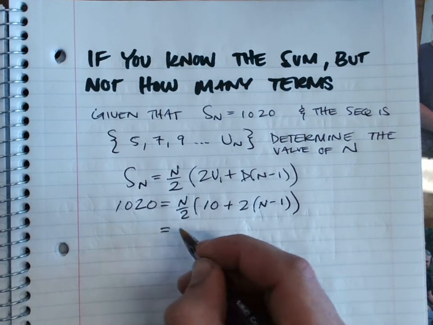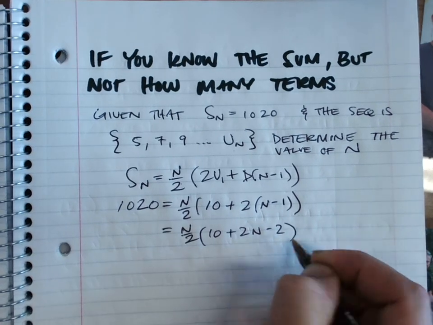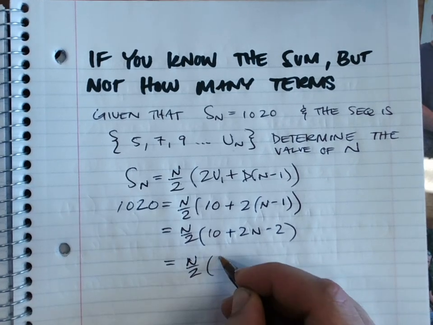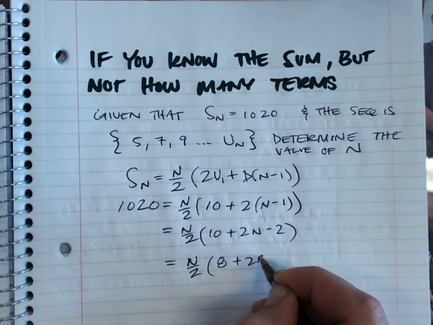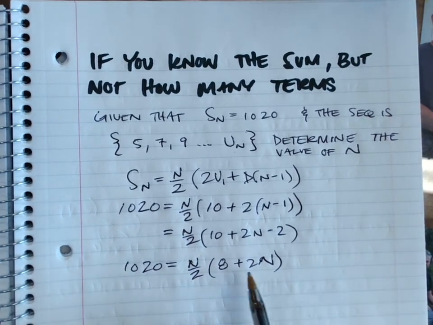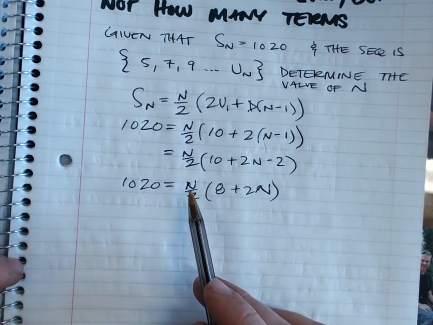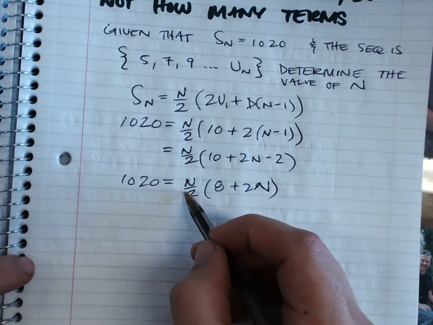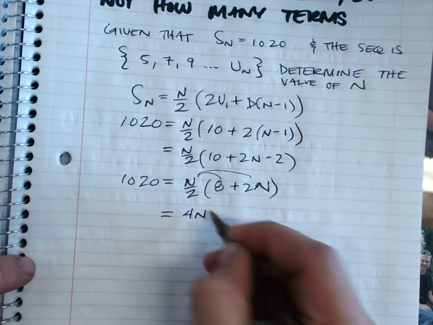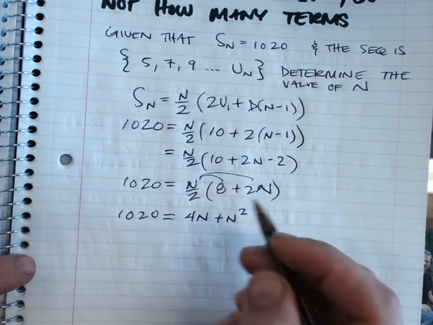Let's distribute the 2. That would be 2n minus 2, which can then be combined with the 10. 10 minus 2 would be 8, plus 2n, and then 1020 on this side. Okay, much better looking, but still there are n's in two places. Let's get them in the same place by distributing this one. If we multiply this in here and in there, that would be 4n plus n squared, and this would be 1020.